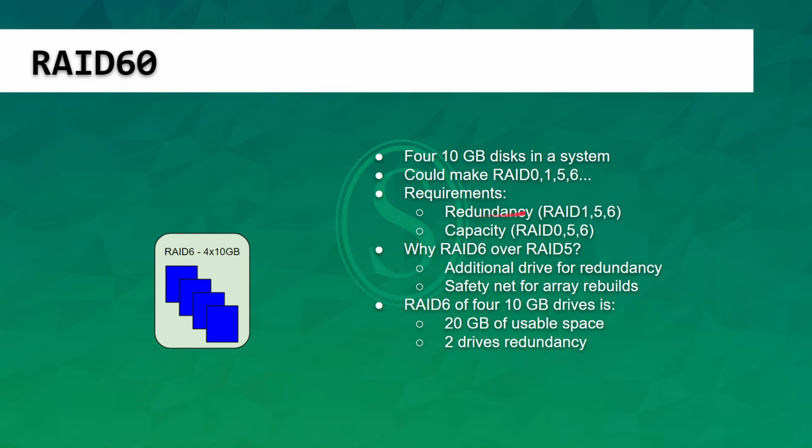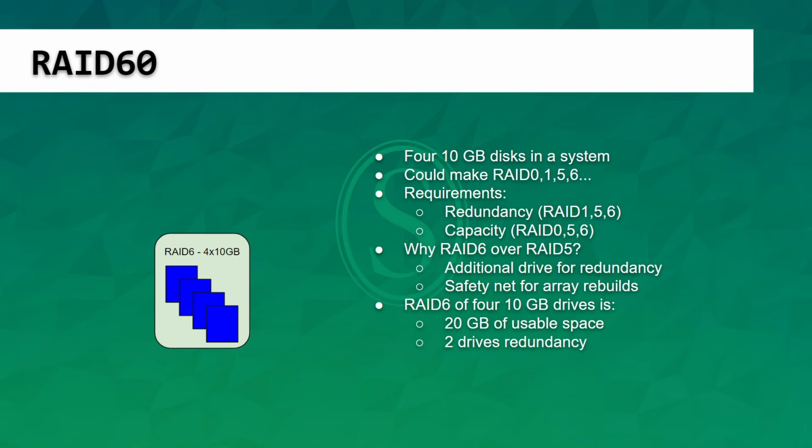So again, we wanted redundancy, and redundancy is in 1, 5, and 6, and capacity is in 0, 5, and 6 as well. So again, additional drive for redundancy instead of RAID 5, safety net during array rebuilds, 2 drive redundancy, 20 gigs of usable space. So let's go ahead, and we're trying to achieve a RAID 60. We haven't talked about RAID 60, but I think we were talking about RAID 51 or 15 or whatever in a previous, maybe in the exam. Just understand this is nested RAID levels.